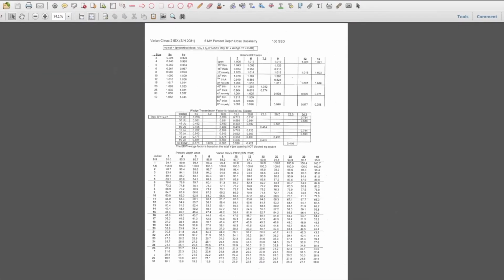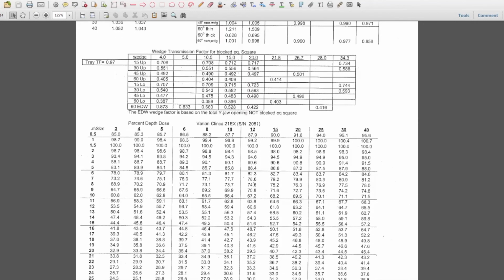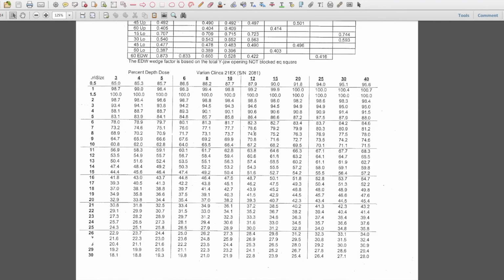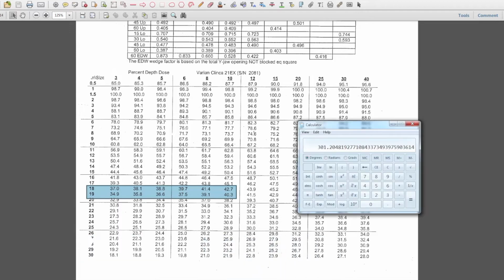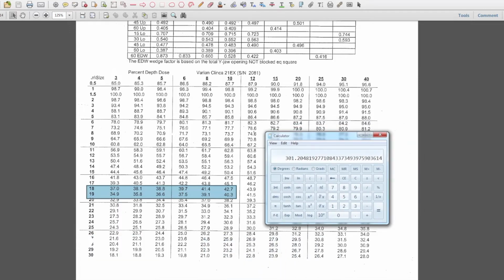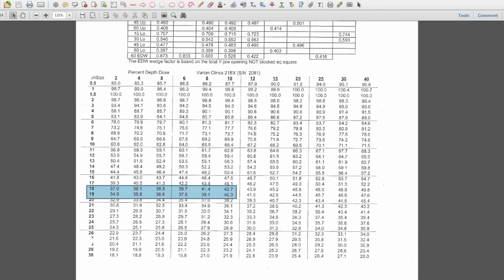So if I pull in my data table, 10 centimeter field size, and I go down to 18, I don't have 18.5, so I have to do a little interpolation. Okay, so I have 18 and 19. Maybe your physicist has a 5 millimeter resolution on his data tables. Regardless, since I'm halfway in between 18 and 19, I can just take the average of these two. So 42.7 plus 40.3 divided by 2 puts me at 41.5. So my percent depth dose is 41.5.